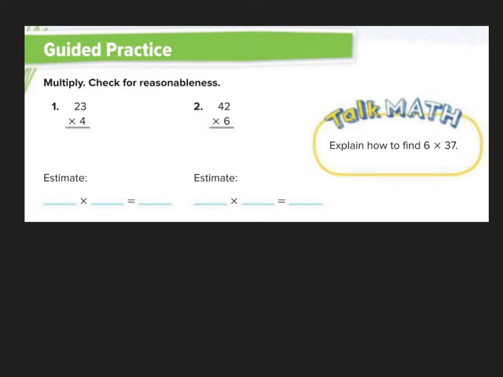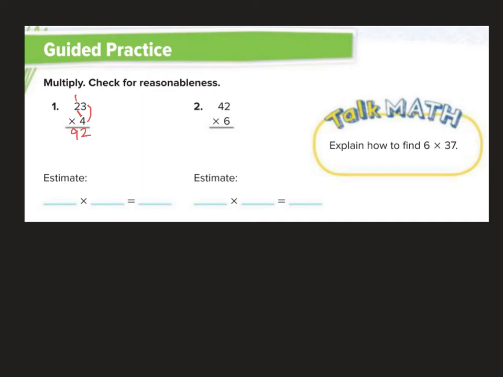All right, so here I'm going to multiply 3 times 4. That's 12. Notice how I regrouped the 1 on top of the 2. Then 4 times 2 is 8. 8 plus 1 more is 9. So I get an answer of 92.